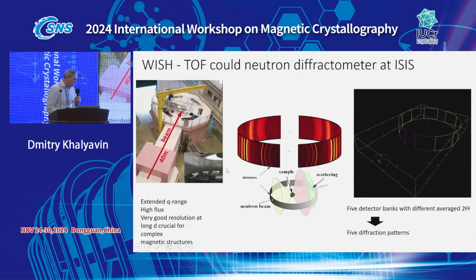And so on WISH, detectors are simply 1 meter position-sensitive helium-3 tubes. Each tube is divided into 128 pixels, and each pixel counts its own time-of-flight data. So in total, we have 200,000 pixels, 200,000 detectors. And then we sum them together in order to get good statistics.